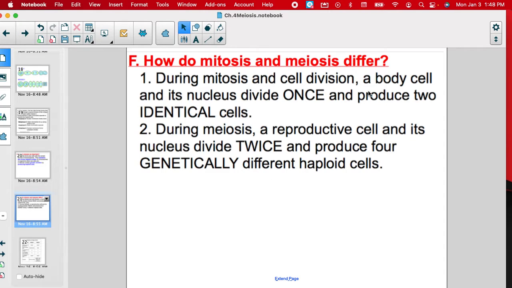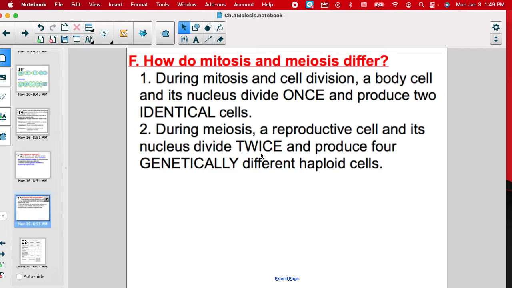Okay, so how do mitosis and meiosis differ? You can't say one has a T in it and one doesn't. Please don't write that. During mitosis and cell division, the body cell goes through one round of division. It divides once, and the end result is 2 identical cells. During meiosis, a reproductive cell and its nucleus go through 2 rounds of division. It will divide twice. As a result, you get 4 genetically different haploid cells. So they have half the number of DNA, they're genetically different, they're not clones, and 2 rounds of division.